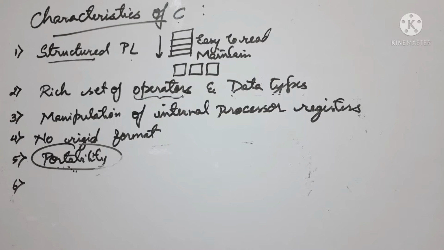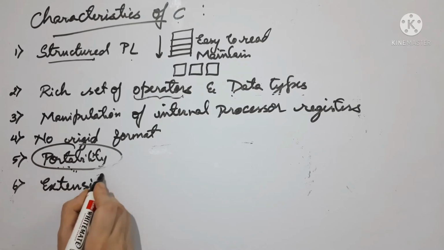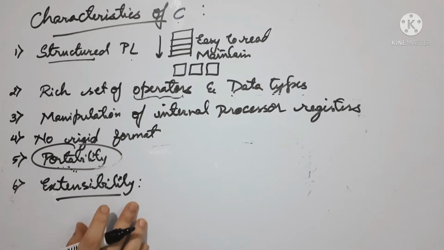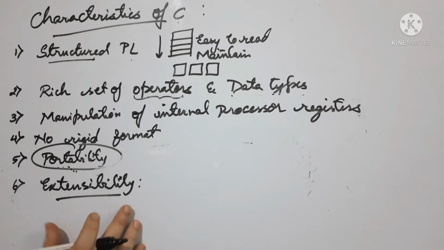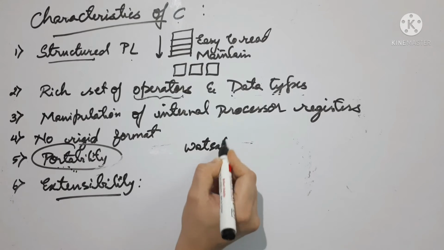The last important characteristic to discuss is the ability to extend itself. Extensibility: the ability to extend itself by adding functions to its library. I will explain this extensibility with a real-time example. Now, you must have used WhatsApp.